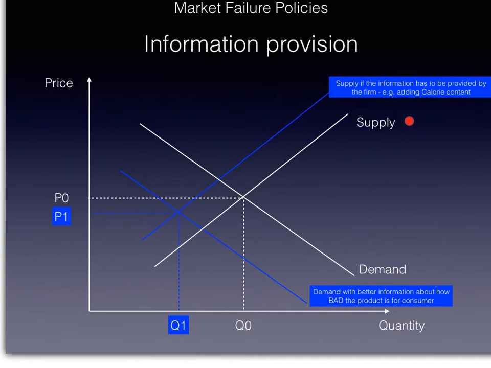Then if we give information, what we said before, yeah, it'll reduce the demand curve, but also if the firms have to put it on and provide information by putting calories printed on their products, it's going to add to their costs. So if that adds to their costs, the supply also could possibly move. But it only moves if the firm has to give the information. If the government gives it, then you wouldn't move that supply curve.